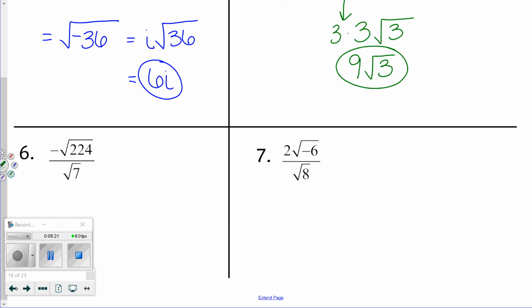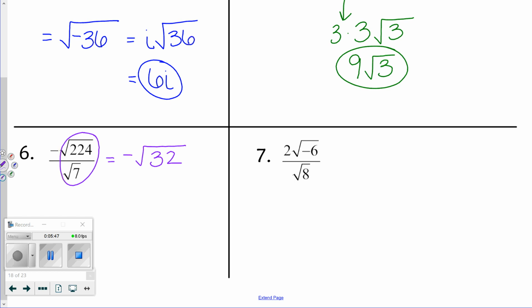Okay, number 6, negative radical 224 over radical 7. So right away I'm looking at these radical numbers and I'm going to ask myself, and I'm going to try my calculator, can I divide those nicely? And the answer is yes. So the negative still stays outside. Dividing those gives me just 32. Now, I divided them under the radicals, therefore they're still under a radical.